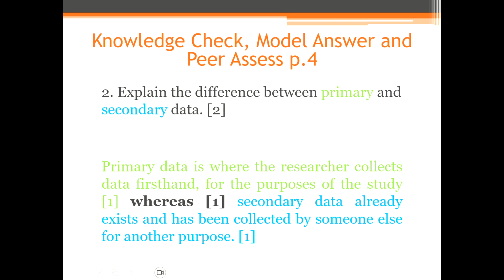And this is an example question that they might ask you. This is just a simple, straightforward, what's the difference between primary and secondary data? So you literally put the definition of primary, you connect it with a whereas, and then the definition of secondary. This here would get you all of the marks. Primary data is where the researcher collects data first hand for the purposes of the study, whereas secondary data already exists and is being collected by someone else for another purpose.